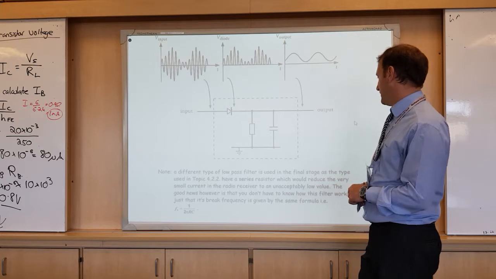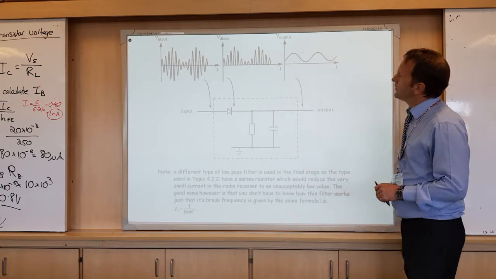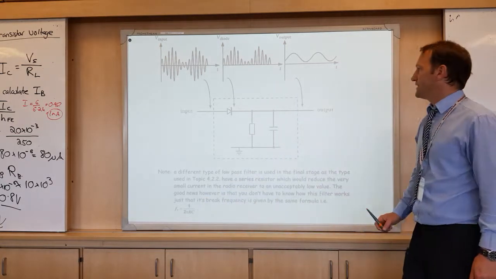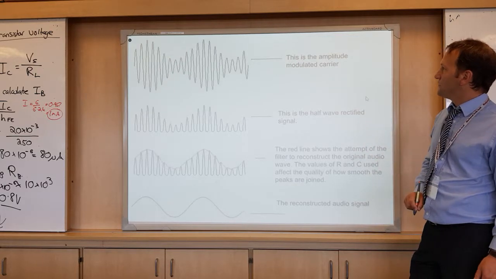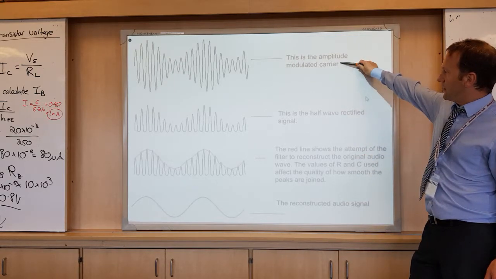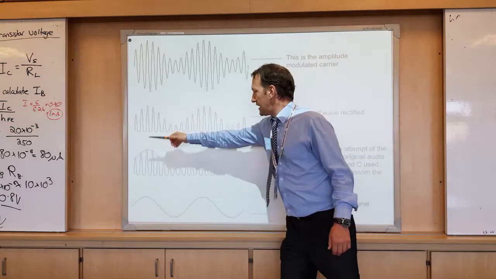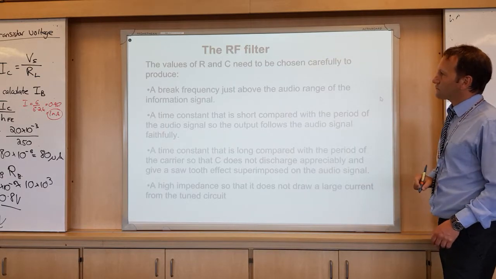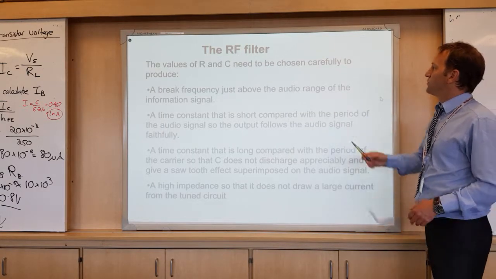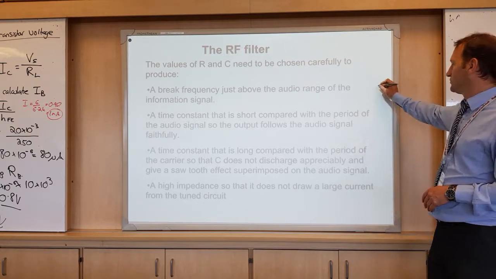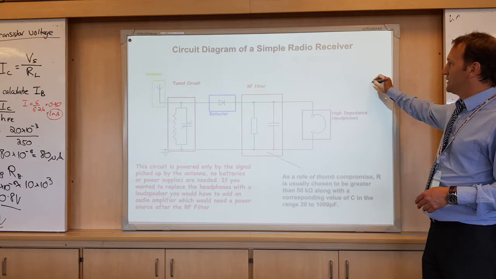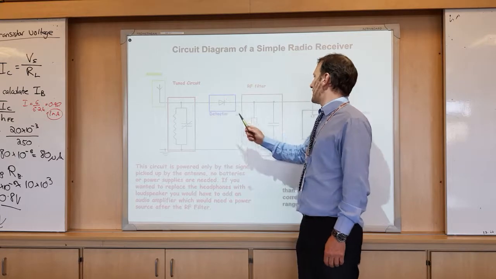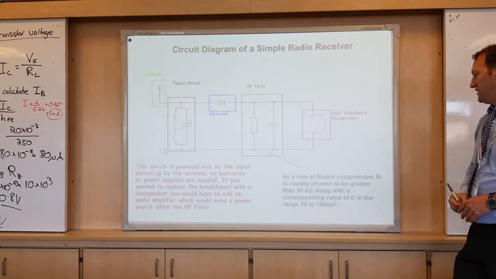So different types of low pass filter need to be set correctly so that they have a reasonable break frequency, using F equals 1 over 2 pi RC. So there's the various stages: amplitude modulated carrier, half wave rectified signal from the detector, and we're left with that. After the RF filter you get that. As I said, the break frequency needs to be just above the audio range of the information signal, usually about 5 kilohertz, and that's the full diagram. Okay, antenna, tune circuit, detector, RF filter, high impedance headphones.